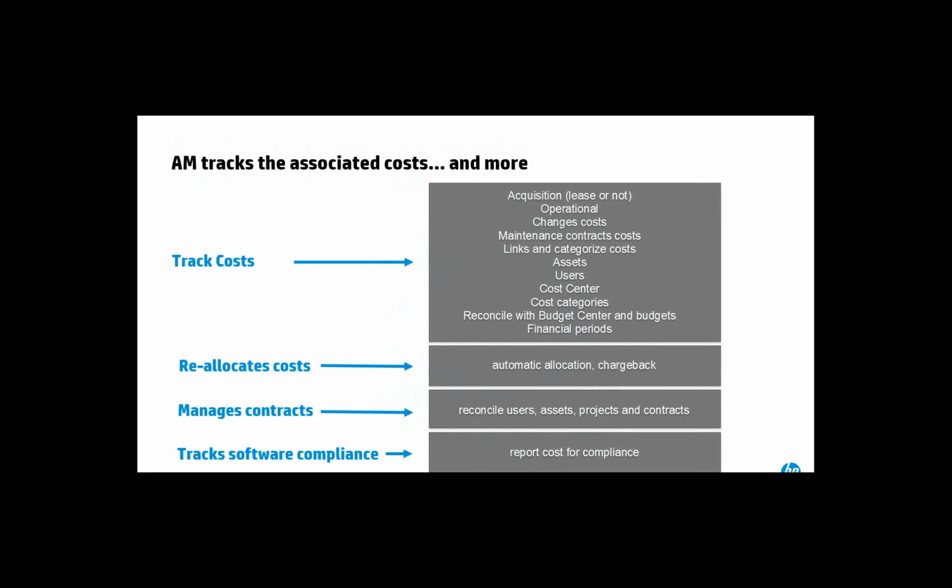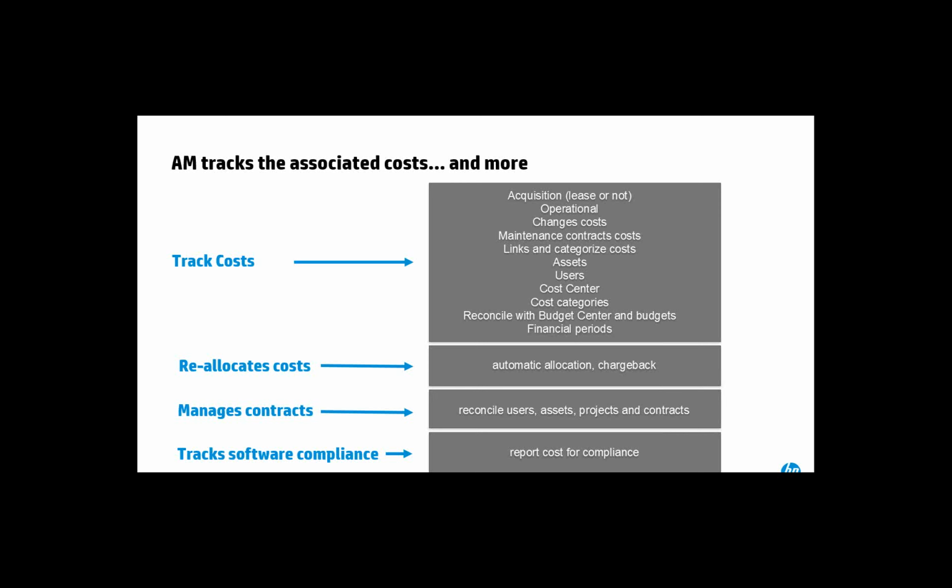Just to reemphasize here, AM tracks all the associated costs. So from a cost standpoint, we have acquisitions, we have operational change costs, maintenance, and different financial periods we have to look at. We've got budgets we've got to track as well. We're able to allocate costs doing, as I mentioned, chargeback or automatic allocation.